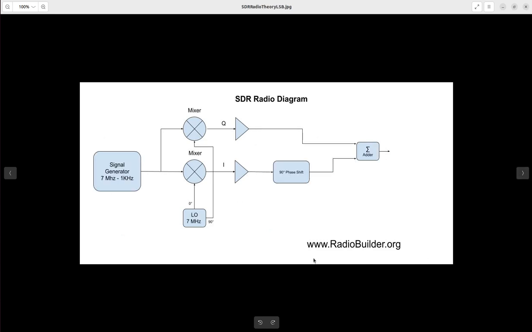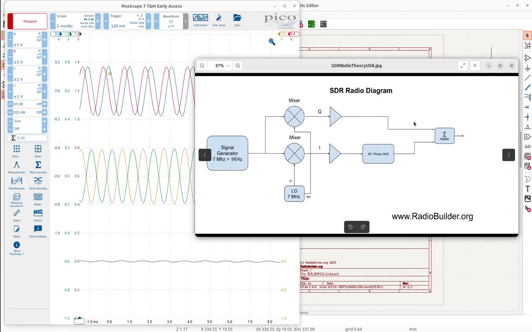So we're going to look at a setup where we have two mixers, a 7 megahertz local oscillator, and we're going to feed in 7 megahertz minus 1 kilohertz, which is the lower sideband, and 7 megahertz plus 1 kilohertz, which is the upper sideband. And we're going to look at these signals. And I think once you see these signals, it should become really, really clear as to how these work.